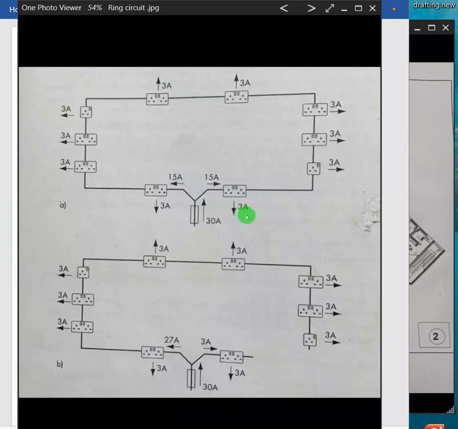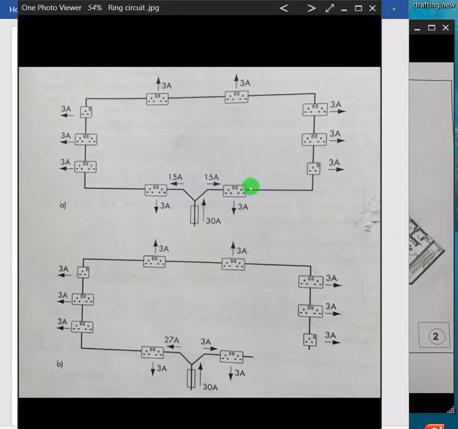Okay, let's count the number of points making the ring. 1, 2, 3, 4, 5, 6, 7, 8, 9, 10. The number of sockets is actually unlimited. If we are going by the regulatory body standard, the number of sockets is unlimited, but 10 socket points in the circuit is recommended. I repeat again, 10 sockets in one ring is recommended, but the number of sockets is unlimited. That means 10 sockets making one particular ring circuit is recommended.